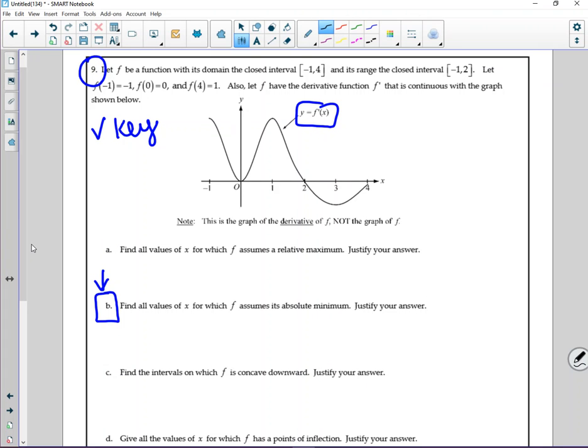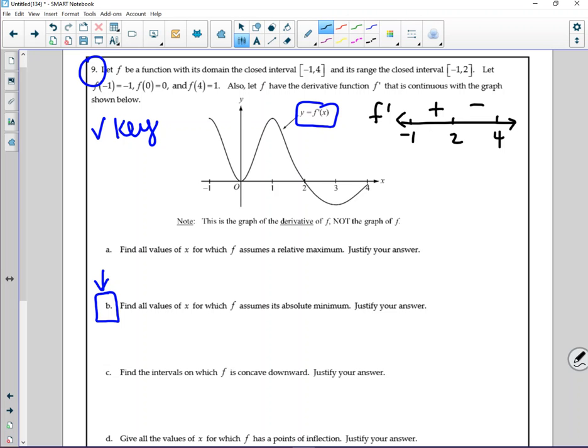This is my f prime graph, and so if I make an f prime number line from -1 to 2, my f prime is positive. From 2 to 4, my f prime is negative. Remember, f prime positive, f prime negative, when I'm looking at an f prime graph, is talking about the y values of f prime, or whether the f prime is above or below the x-axis. Positive y values, negative y values.